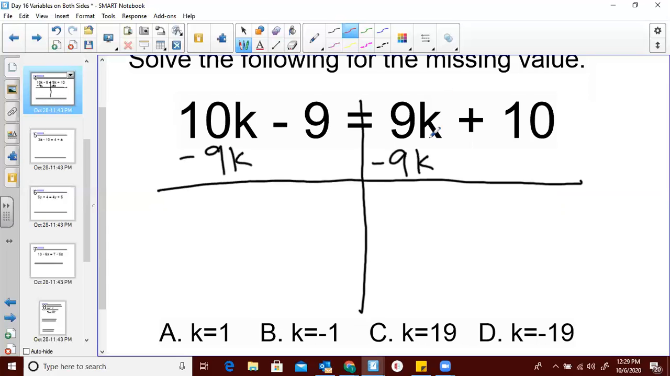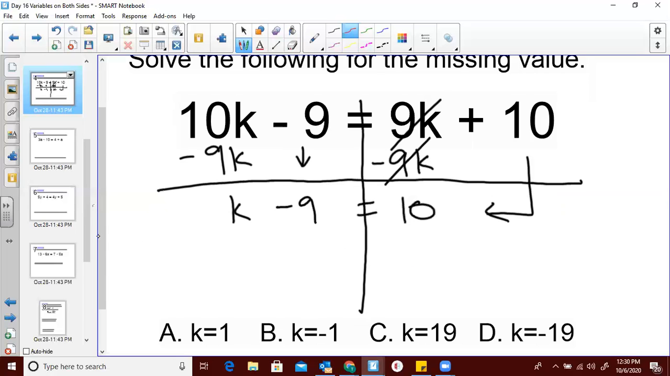And we'll see that these cancel out. That's going to leave me with 10 minus 9 gives me 1k. Now remember, we do not have to write this 1 here. If you'd like to, that's fine. I'm not. I bring down my negative 9, equals, and I bring down my positive 10.